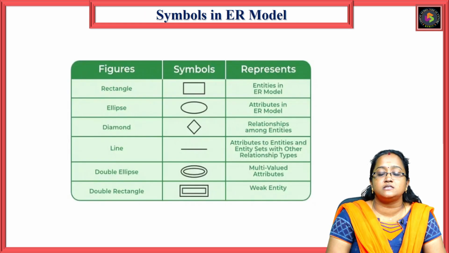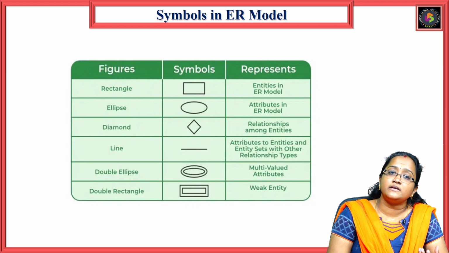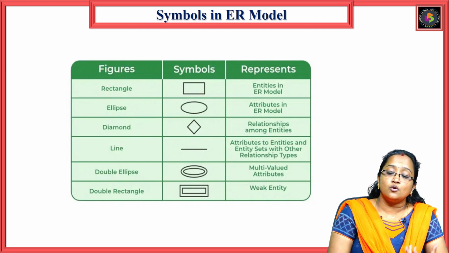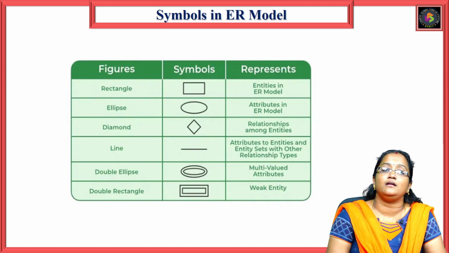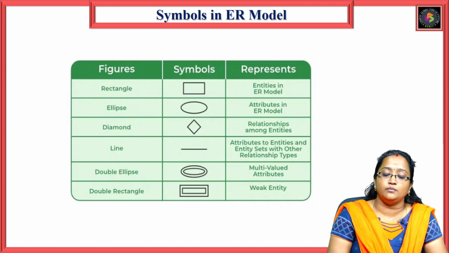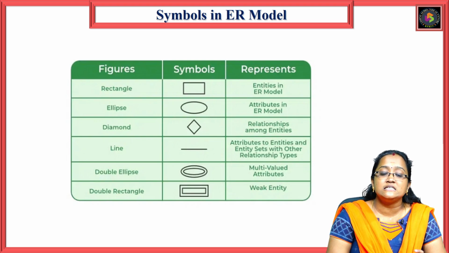Next one is symbols, because you are going to represent the data, or show the data, in a diagrammatic form. So here we are going to use some symbols to represent a particular entity or the types of attributes. What are the relations? How are we going to represent them? So these are all the symbols we are using.